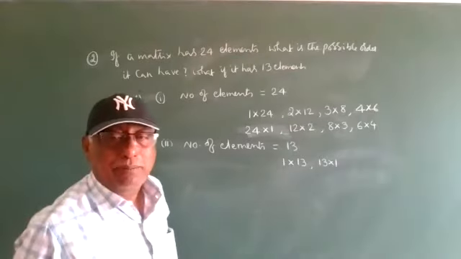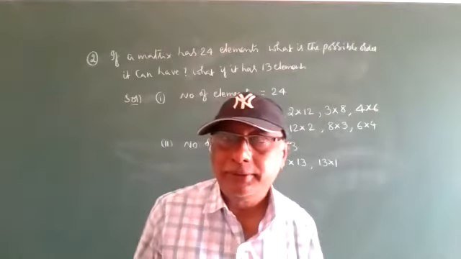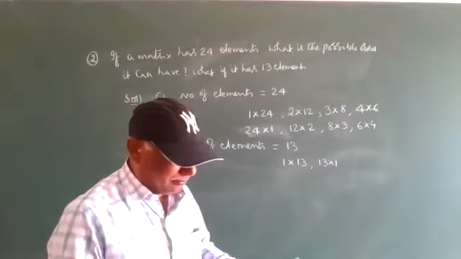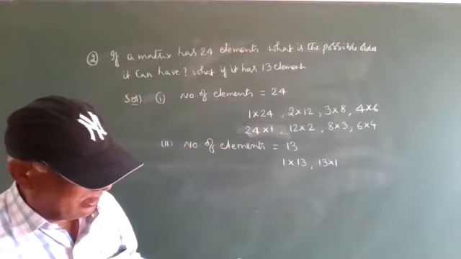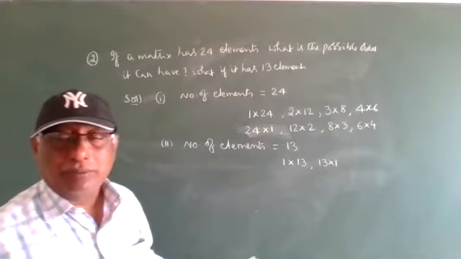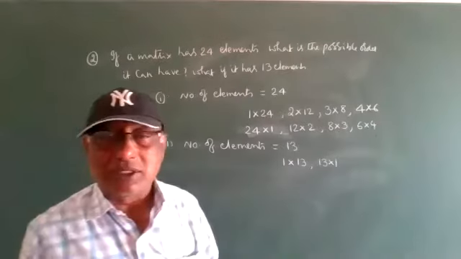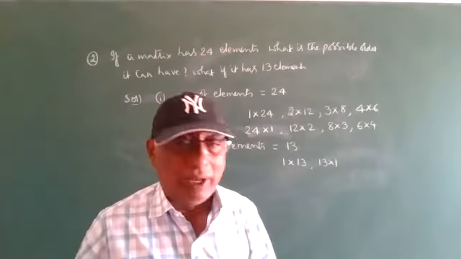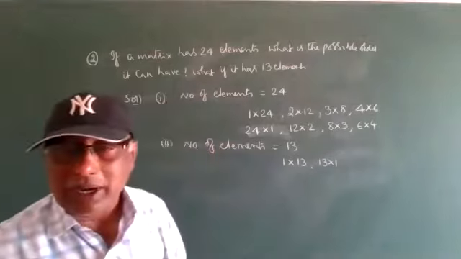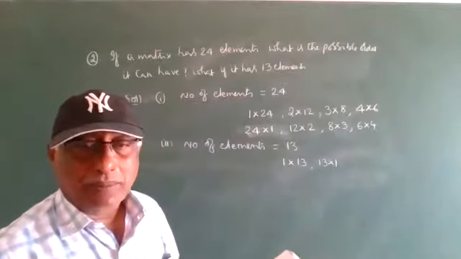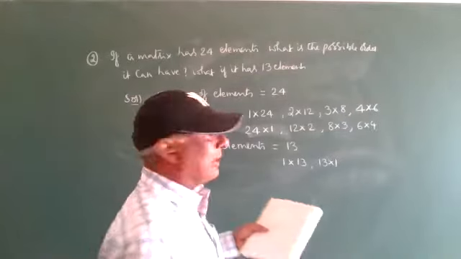Now go through the third problem. Third problem, we can do as homework. 18 elements is given, and the second bit is 5 elements. Just write down the order using factors. Everyone do the third problem as homework.